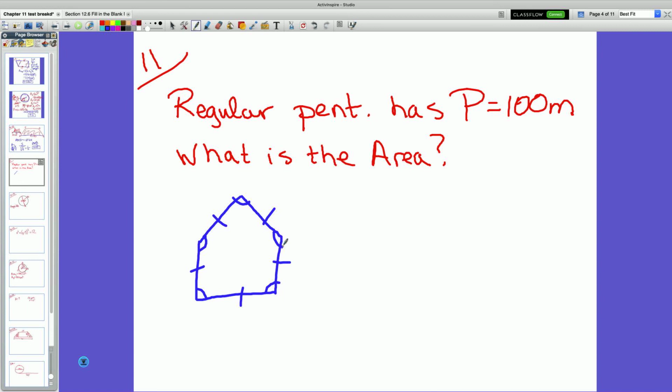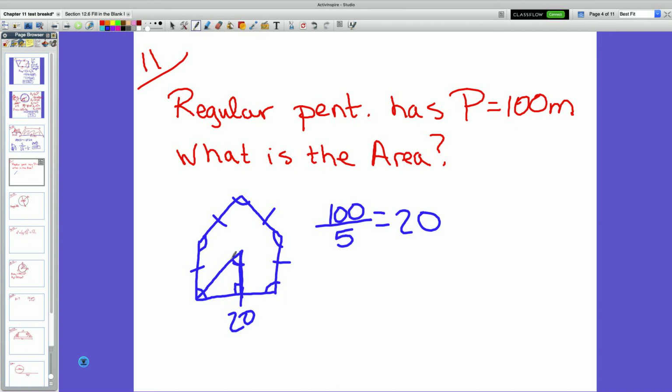So it says the perimeter is 100. Well, if it's regular, all the sides are the same. So I'm going to take 100 divided by 5. So each side is 20. Okay? 20. Well, then I know that to find area, I need to draw in a right triangle, right?